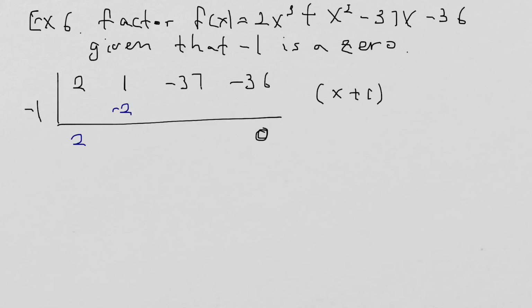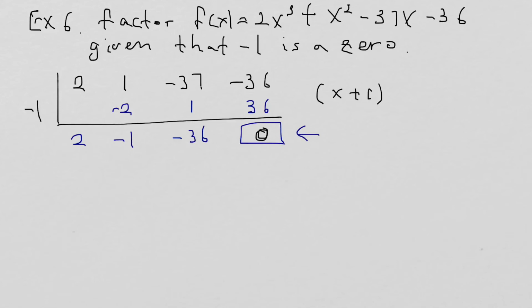So going back, negative 1 times 2 is negative 2. And when you add it to 1, it will be negative 1. Negative 1 times negative 1 is positive 1. And you add it, it will be negative 36. Times negative 1 is positive 36. Yep, we get 0, right? So then one of the factors is x plus 1, right? That we know. What will be your next factor?